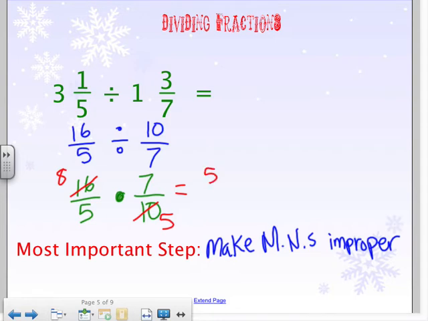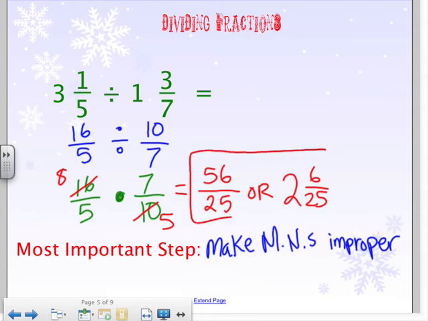So 7 times 8 is 56. 5 times 5 is 25. We can turn that into a mixed number, 2 and 6/25. So either of these answers are fine. Remember, you can leave it as an improper fraction. Nothing wrong with doing that.